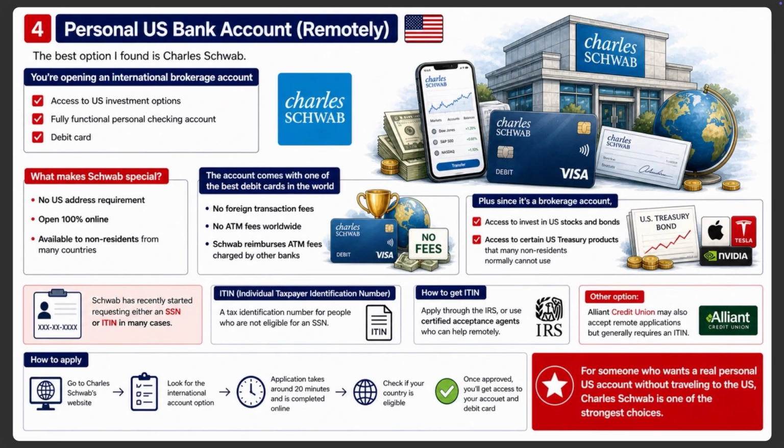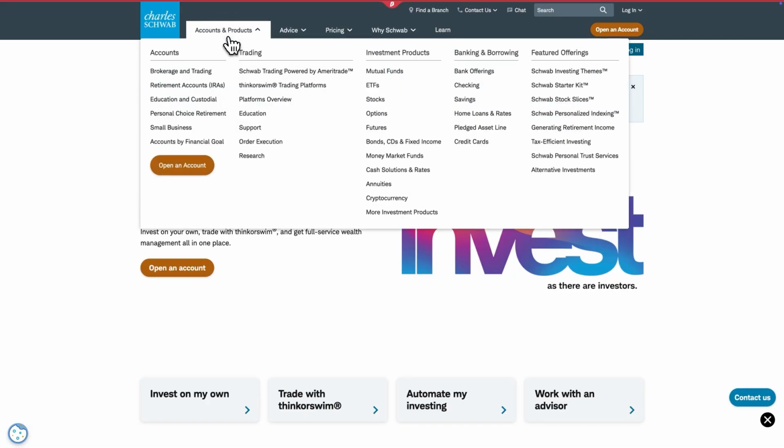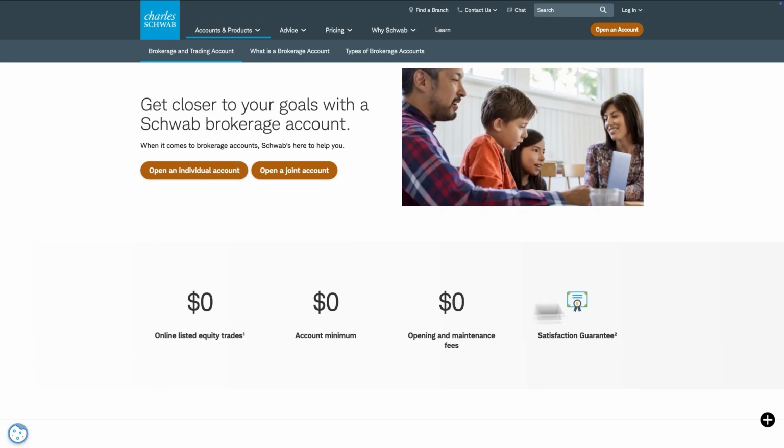Since the account is linked to brokerage services, you can also invest in US stocks, bonds, and even access certain US Treasury products that many non-residents normally cannot use. To apply, go to Charles Schwab's website and look for the international account option. The application takes around 20 minutes and can be completed online.